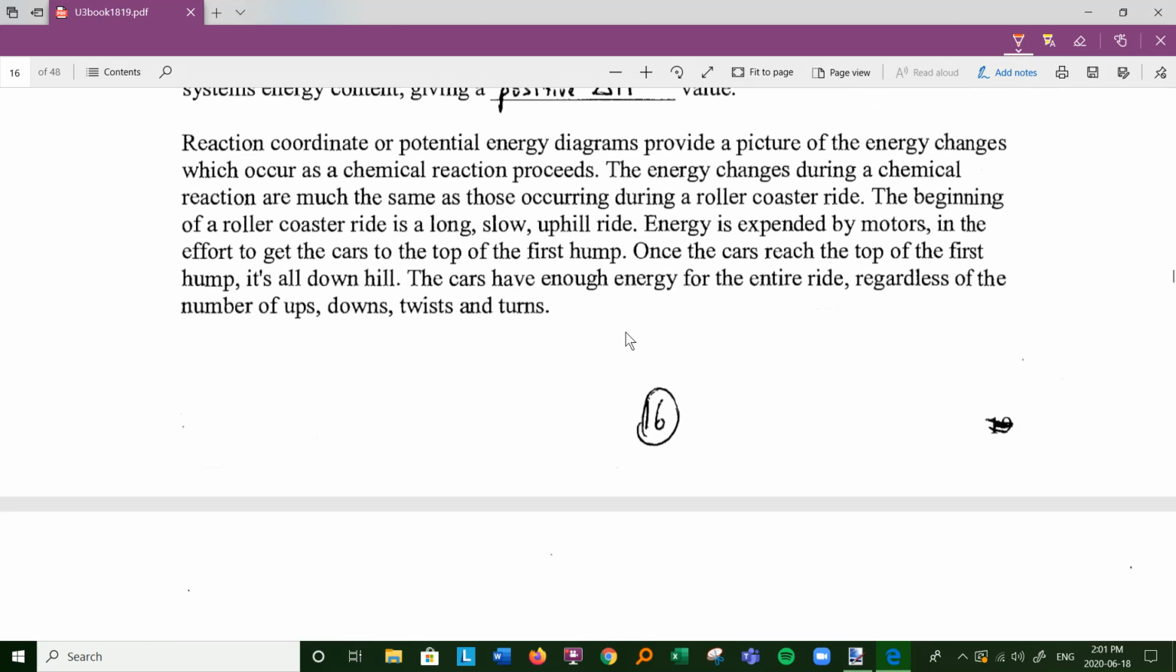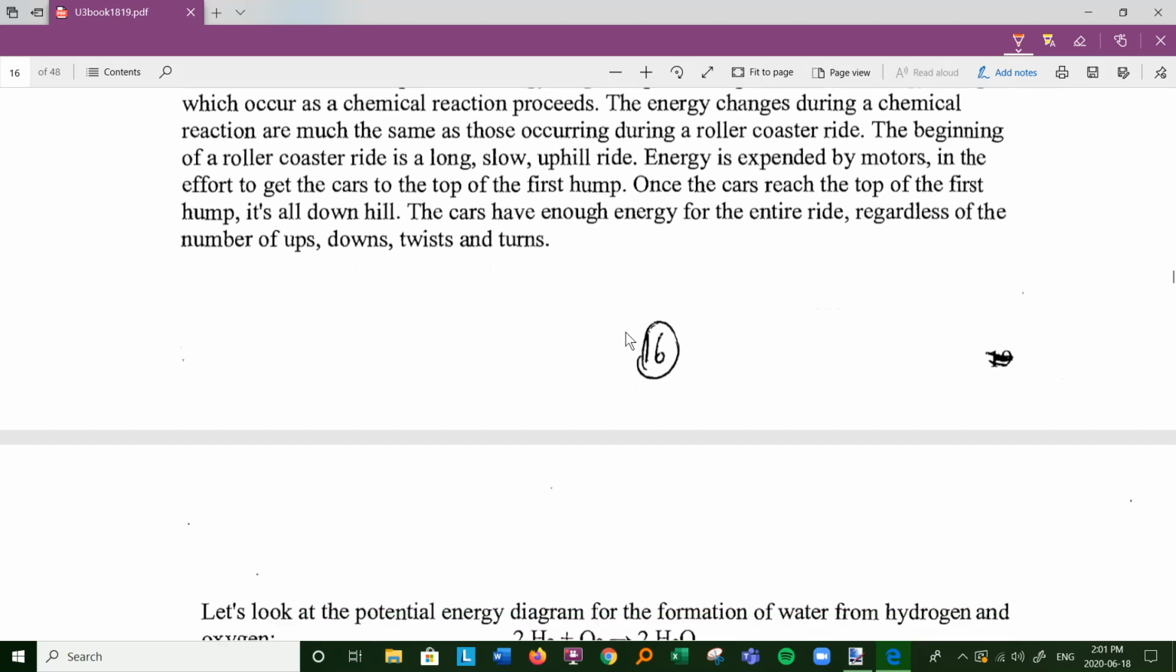Okay, then there's this thing about roller coasters. The beginning of a roller coaster ride is a long, slow uphill ride. Energy is expended by motors in the effort to get the cars to the top of the first hump. It's like molecules coming together, trying to get through the electron density envelope of the other molecule. Once the cars reach the top of the first hump, it's all downhill. The cars have enough energy for the entire ride, regardless of the number of ups, downs, twists, and turns.